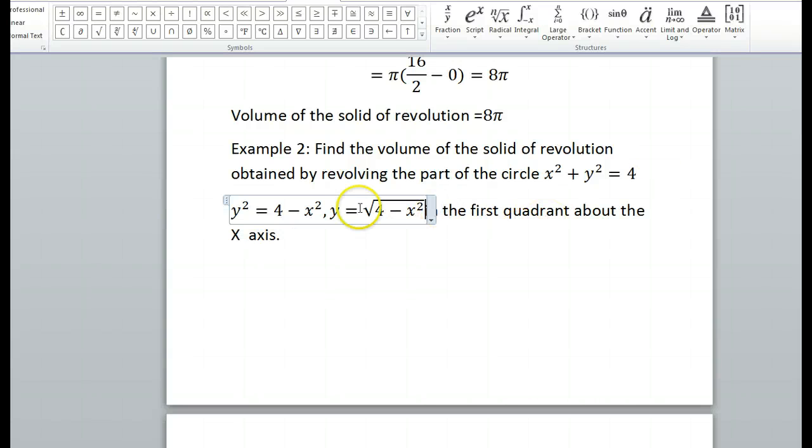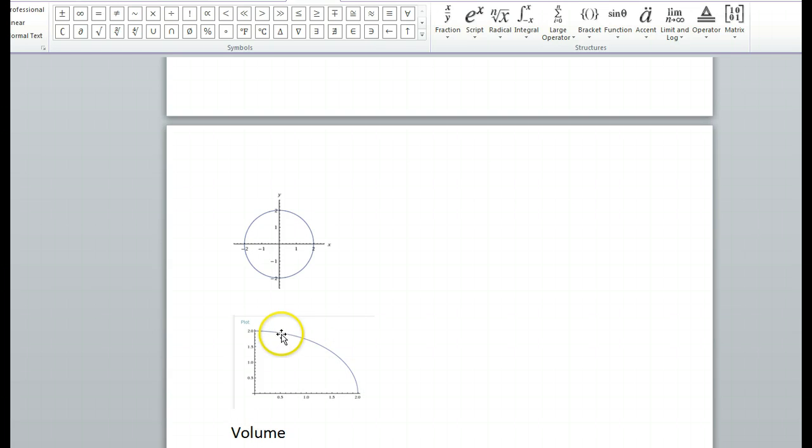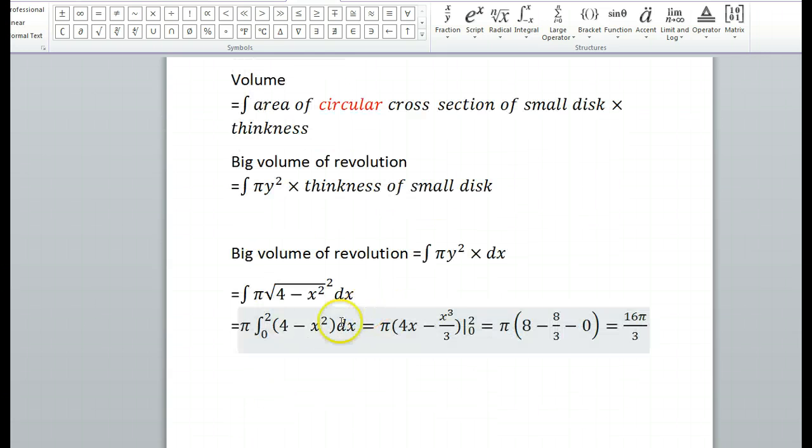So solving for y, y would be equal to the square root of 4 minus x squared. That is your curve. Okay, so that is this curve right here. What you do is, for y you just plug in the square root of 4 minus x squared, and remember there's another square outside, so the square root of 4 minus x squared, and then squared, dx.